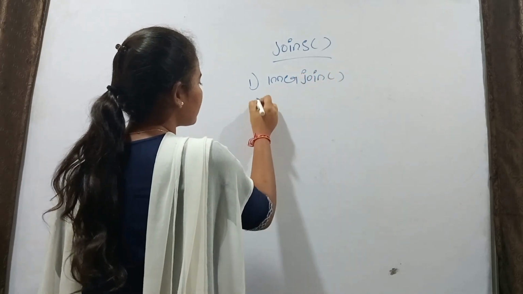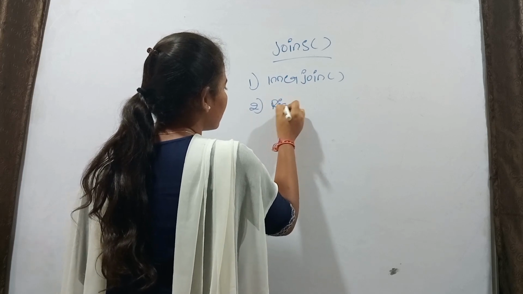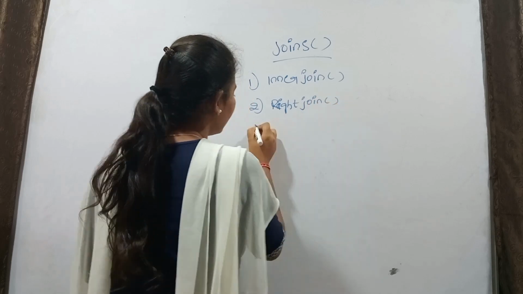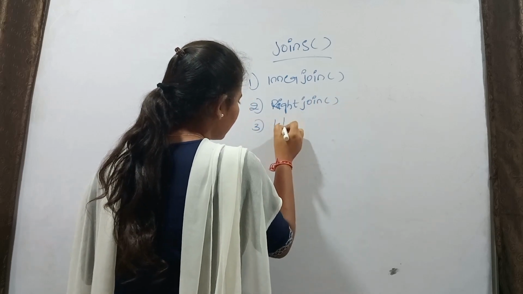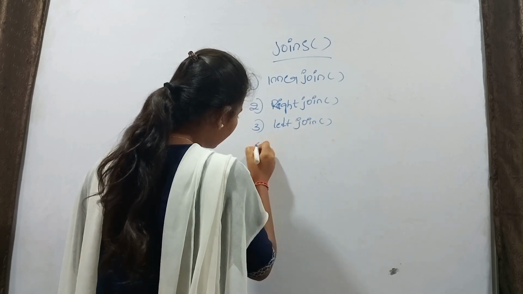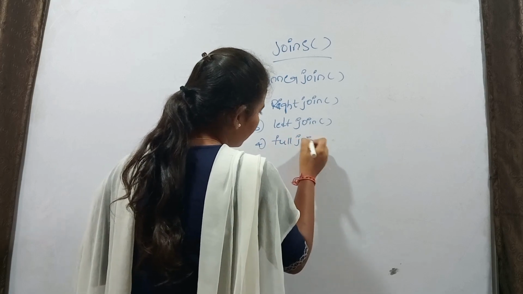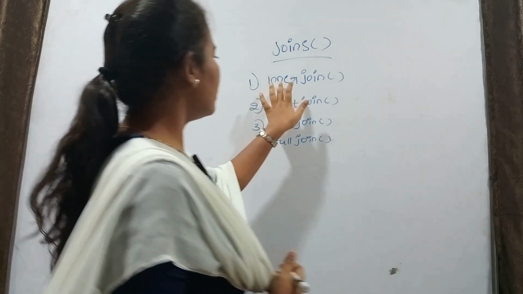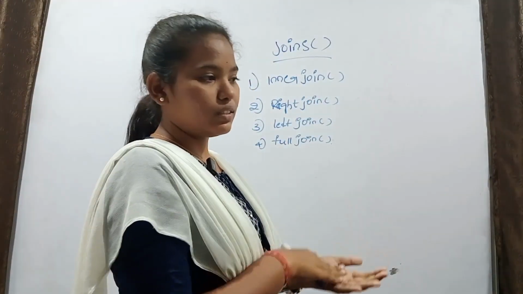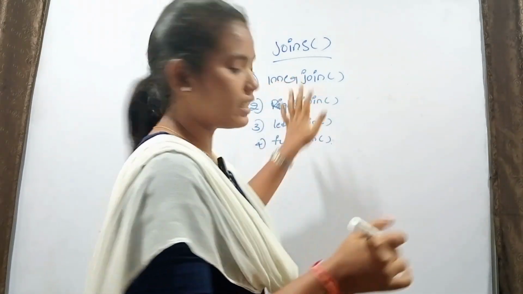Inner join, right join, left join, full join. Now inner join means it will return all records from table 1 and table 2, or left table or right table. Syntax for inner join.